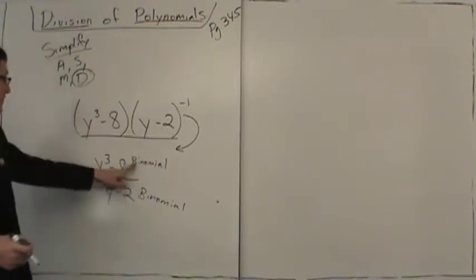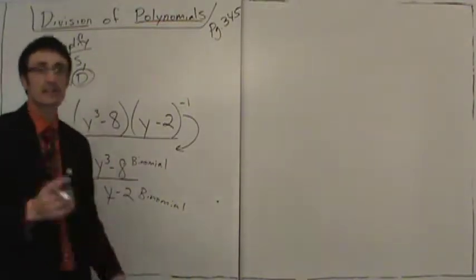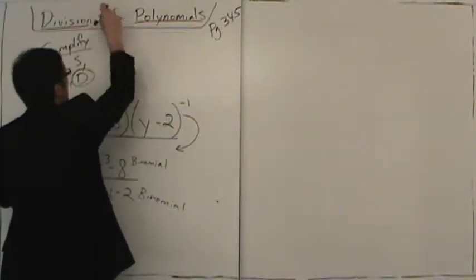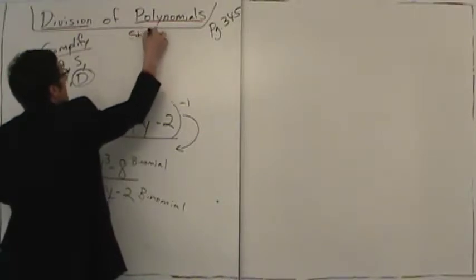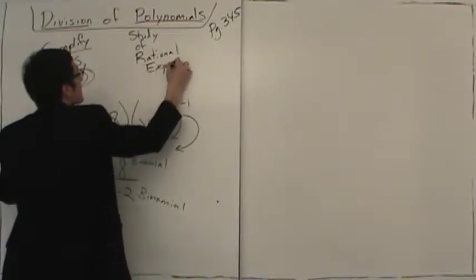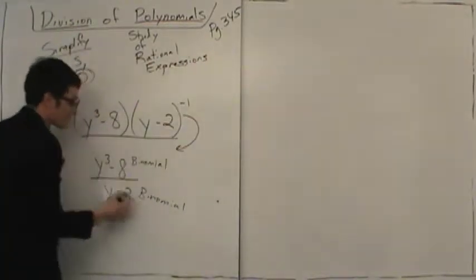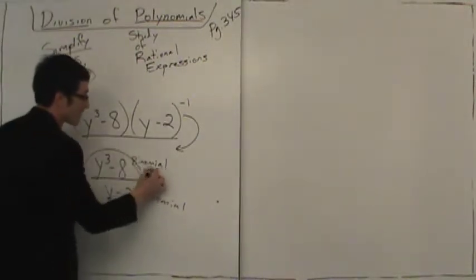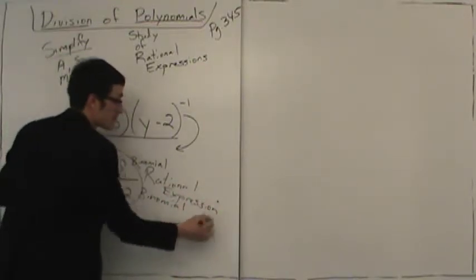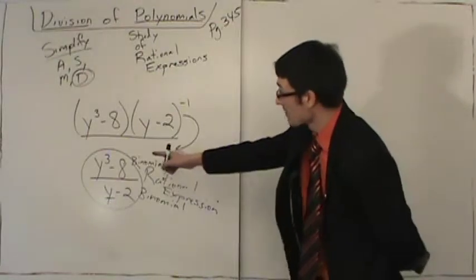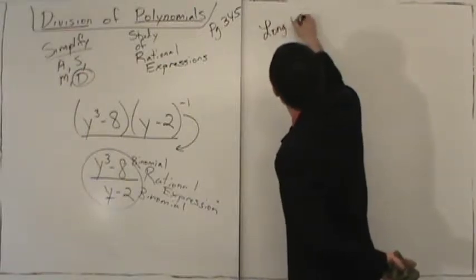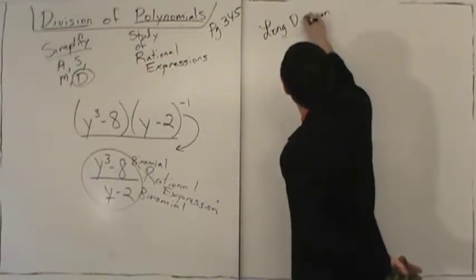And since we have a binomial divided by a binomial, with a variable in the denominator, technically this is called what? Rational expressions. So really, division of polynomials is the study of rational expressions. Okay, different types of rational expressions. Since we have a variable in the denominator, this whole thing is called what? A rational expression. That's the proper term. To divide y to the third minus 8 by y minus 2, we can use what? Long division. We've learned that we can use long division or we can use synthetic division.